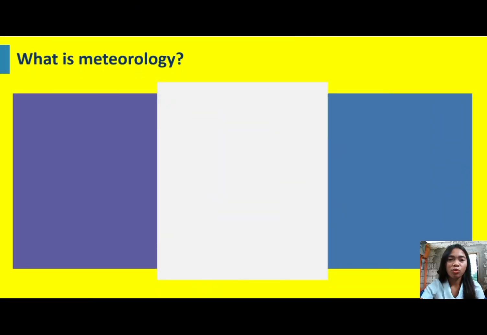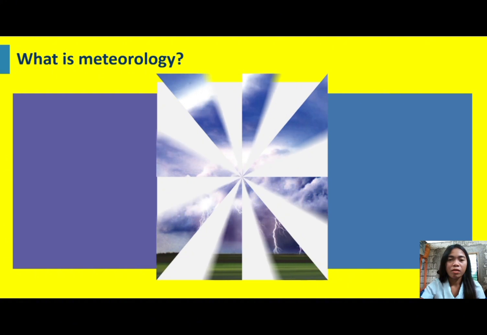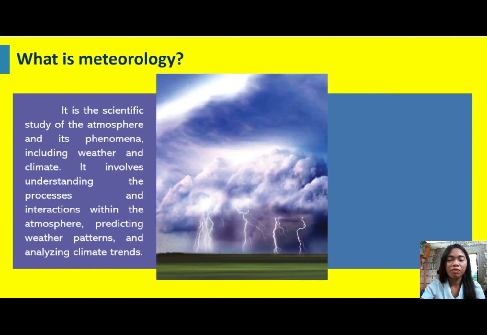What is meteorology? Meteorology is the scientific study of the atmosphere and its phenomena, including weather and climate. It involves understanding the processes and interactions within the atmosphere, predicting weather patterns, and analyzing climate trends. In simple definition, meteorology is the study of the atmosphere, weather, and climate.